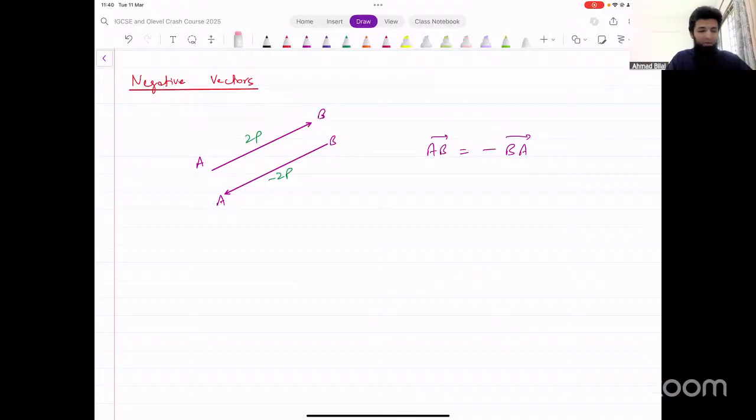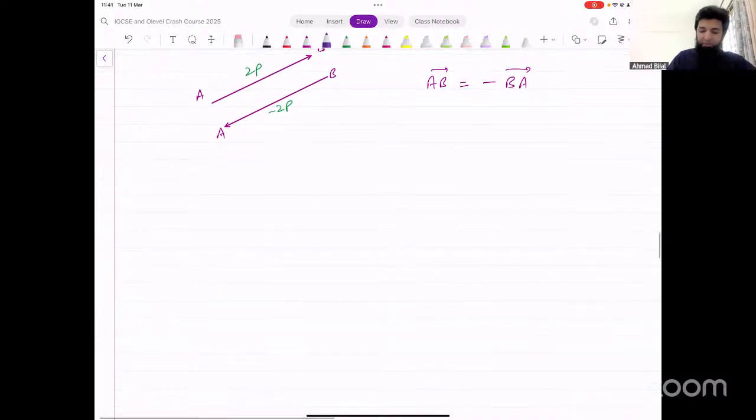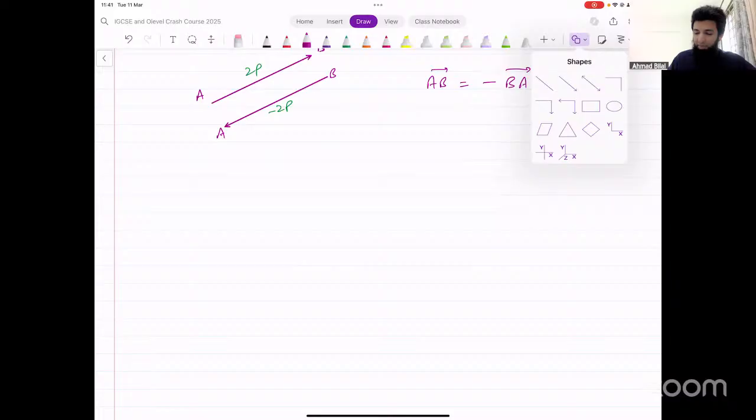Now, using all of this, what you can now do is you can find some missing vectors in any diagram. So for instance, if I had something like this, let me make a figure here.